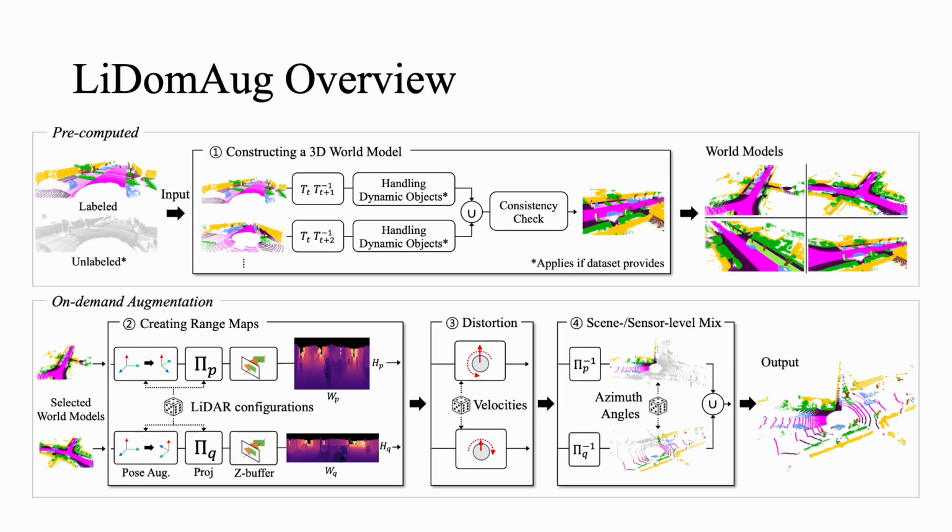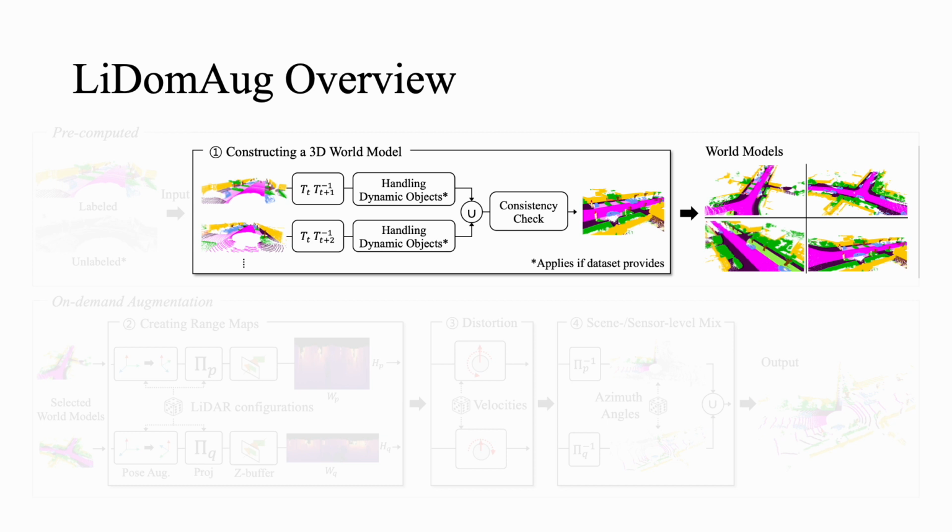This is the overview of our method. For the input scans, we use the labeled and unlabeled surrounding LiDAR frames to augment the LiDAR. There are 4 steps to augment the LiDAR scans. First, we construct a 3D world model using the surrounding frames. We aggregate the nearest frames from the 3D world model, taking into account dynamic objects, and propagate the unlabeled data.